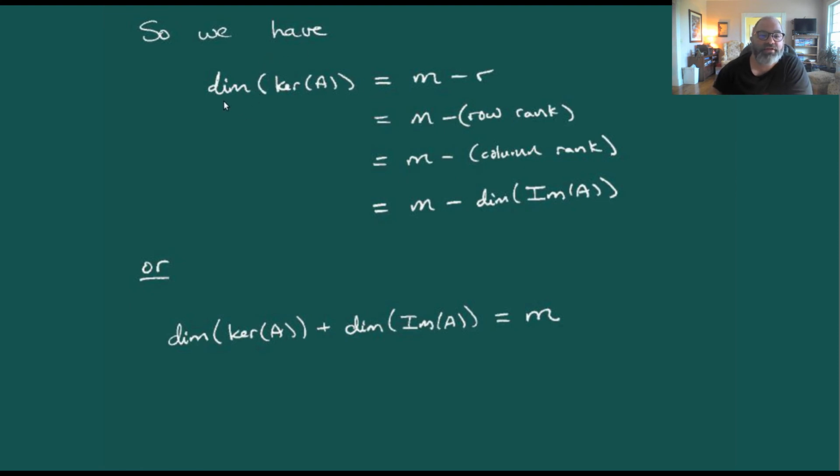And so we've got the dimension of the kernel of A is equal to m minus r, where r was just going to be our row rank. But our row rank, r, is also going to be equal to our column rank, and so we get that the dimension of the kernel of A, the nullity of A, is equal to m minus the dimension of the image of A. Or if we rearrange those things a little bit, the dimension of the kernel of A plus the dimension of the image of A is equal to m.